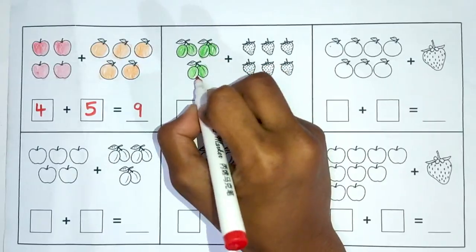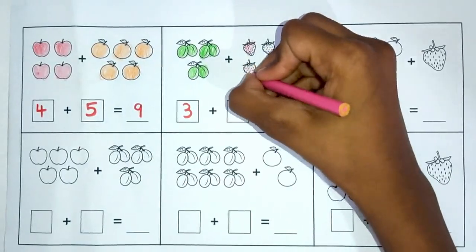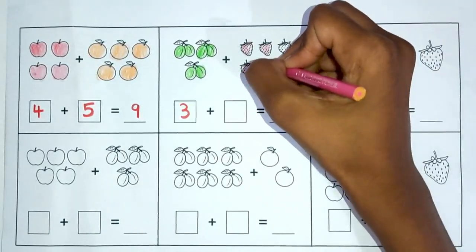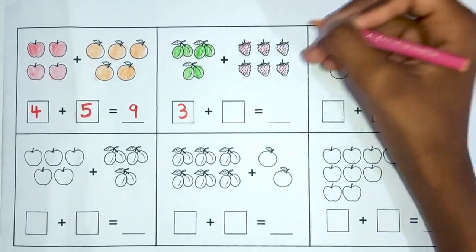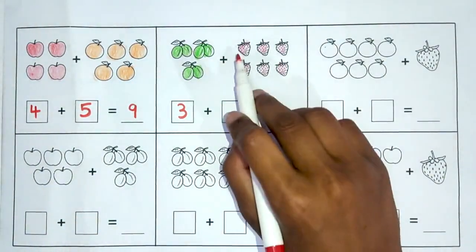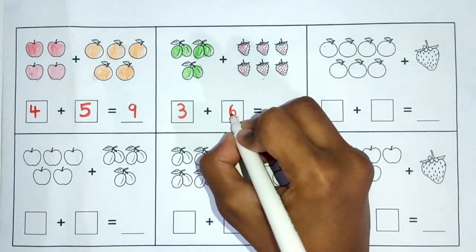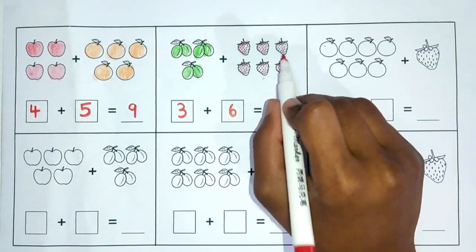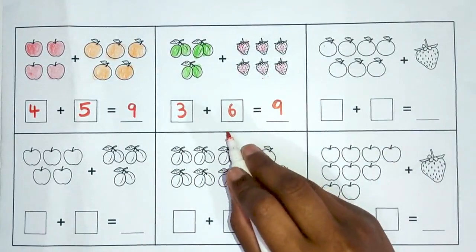So children 1, 2, 3. तो children 1, 2, 3, 4, 5, 6. तो children 3 plus 6: 1, 2, 3, 4, 5, 6, 7, 8, 9. तो children 3 plus 6 is equals to 9.